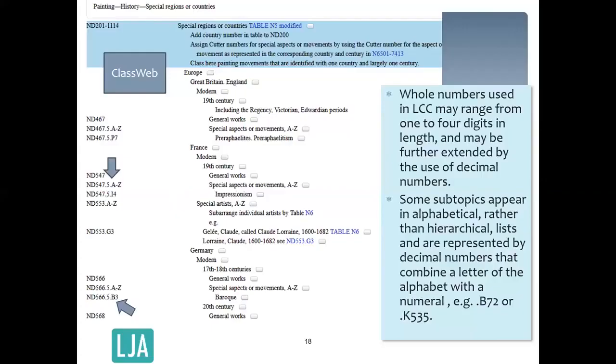What I really came here to show you, though, is just how whole numbers can be broken down. So you see here we have these decimal points.